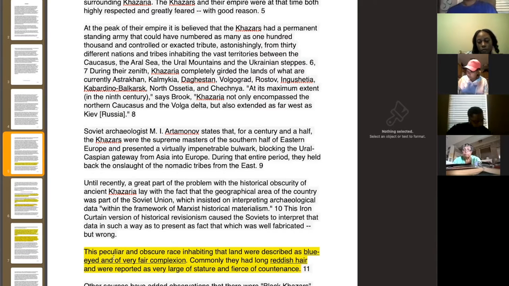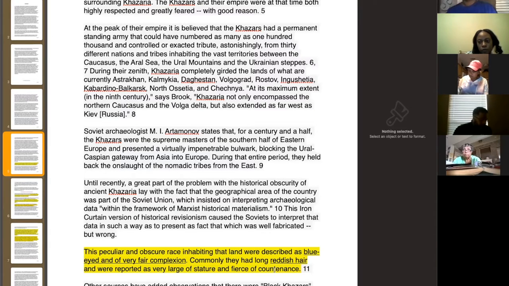Concerning their appearance, this peculiar and obscure race inhabiting the land of the Khazars were described as blue-eyed and of very fair complexion. Commonly, they had long reddish hair, but were reported as very large of stature and of a fierce countenance.